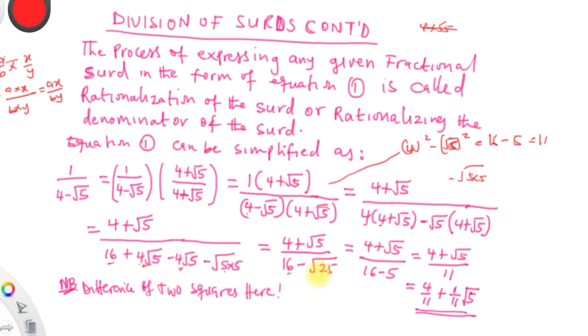Then we get 16 times square root of what? Square root, minus 16 minus square root of 5... sorry, what is the square root of 25? It is 5. So we get 16 minus what? 5, which is 11.